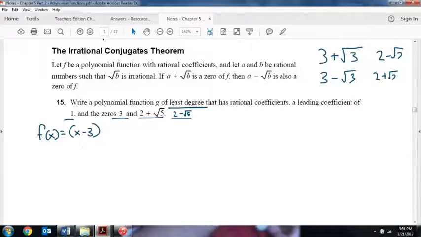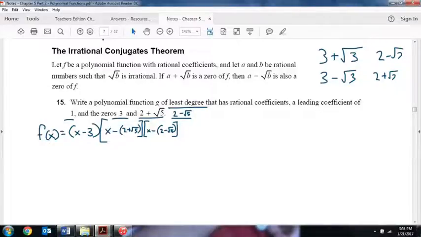From here, now how to deal with those. We deal with them in the same fashion, but we're going to go x minus the 2 plus the square root of 5. Let's clean that up. And then we're going to do the same thing with its conjugate: x minus 2 minus the square root of 5. Okay? So just like it's x minus 3 over here, we flip the 3, it's x minus the conjugates. Both the positive one and the negative one.